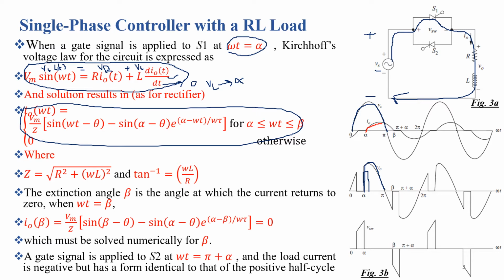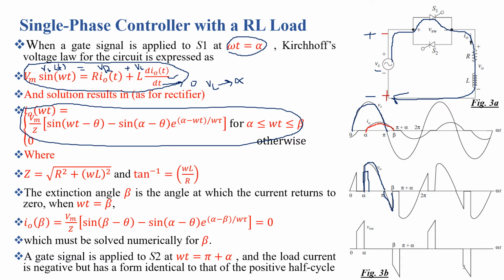At omega t equal to pi, the polarity at the input side reverses itself. But at omega t equal to pi, S1 is still conducting. Why? Because I naught is not equal to 0. At omega t equal to beta, I naught becomes 0, and we get the output voltage like this up to omega t equal to beta.